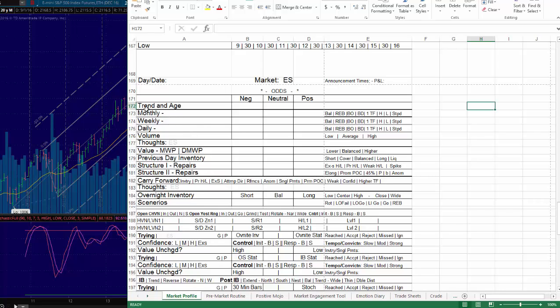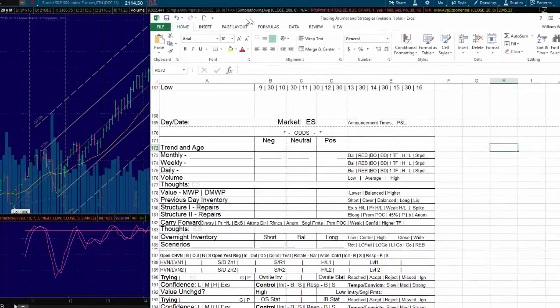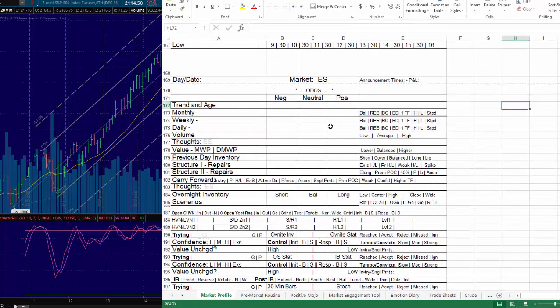First, I start off with the trend and the age of the trend. So on the monthly, let's just say that this was the S&P 500. The monthly trend is obviously up. So I would list that as a positive. I just put a little check mark in there.